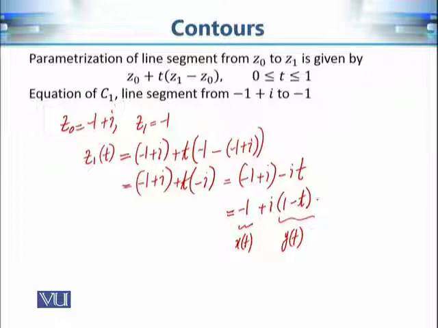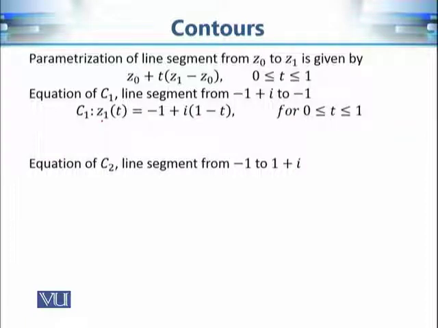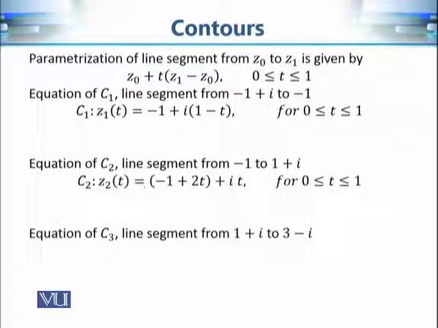And of course we can see from here that it is a smooth curve. The line segments are defined by linear equations, so this is always a smooth curve. So z1 of t is -1 plus iota times (1 minus t). And similarly in this case we take z0 to be equal to -1 and z1 to be equal to 1 plus iota, and using these values once again we can easily see that z2 is going to be equal to -1 plus 2t plus iota t.